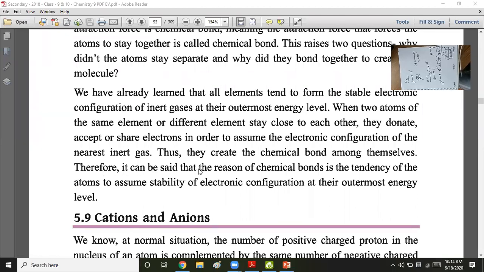Therefore, it can be said that the reason for chemical bonds is the tendency of atoms to assume stability of electronic configuration. Actually, every element tries to be stable. So, to become stable, it donates an electron or it accepts an electron. Is it clear to you? Yes, sir.